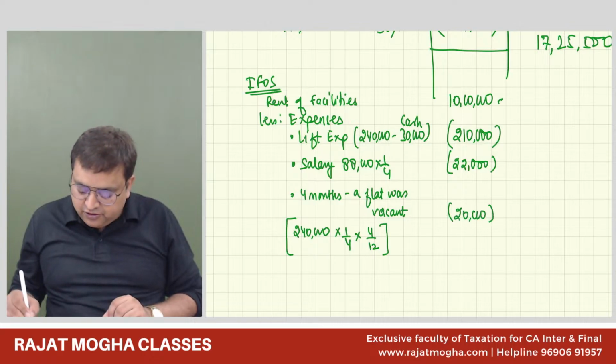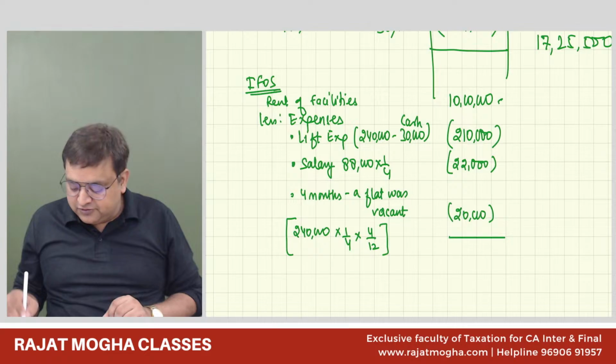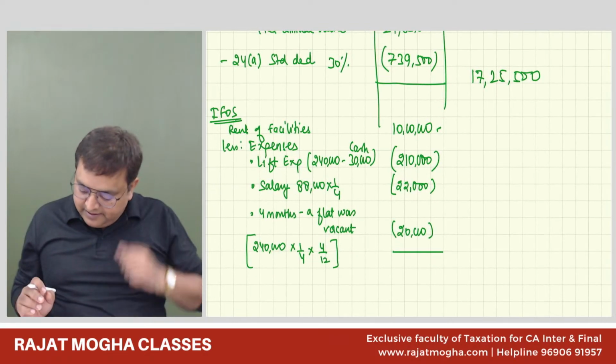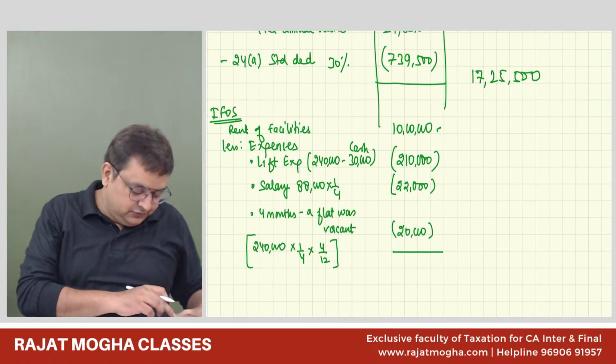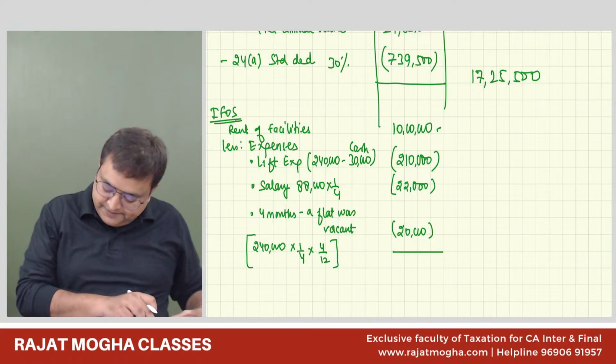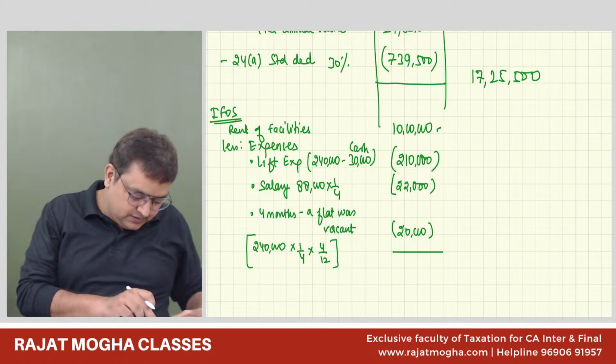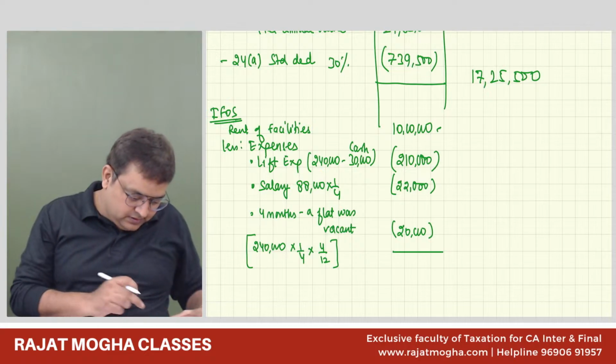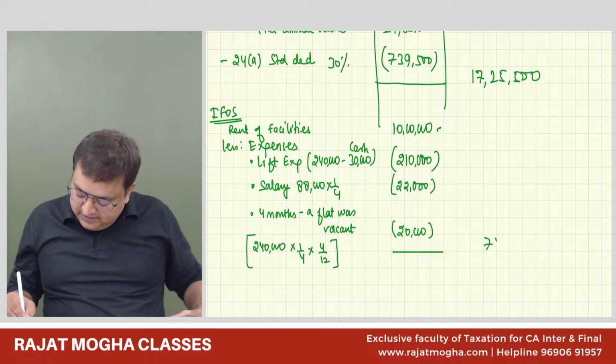A very, very good question. There are so many things in this question. That is the reason I picked it up. So now, finally, you will get your IFOS income. 10 lakh minus expenses, 7,48,000. Correct. 7,48,000 is your IFOS.